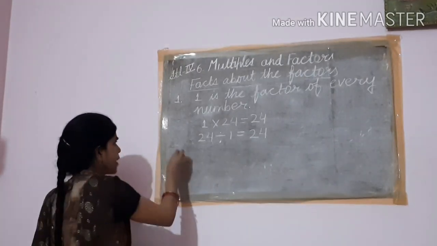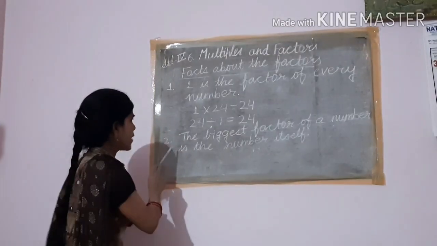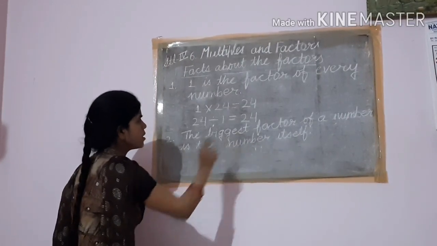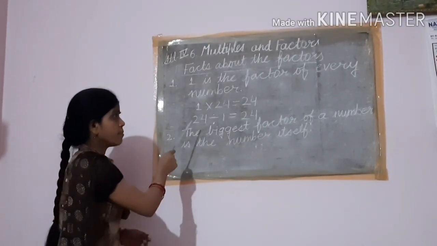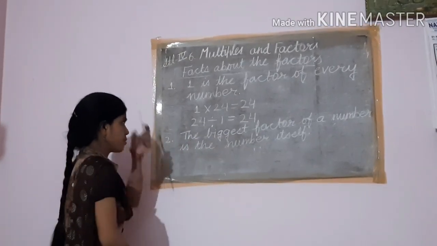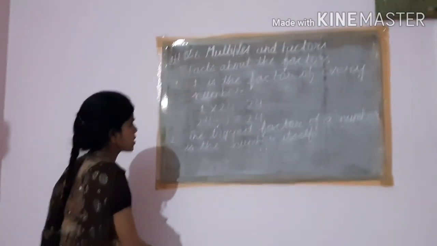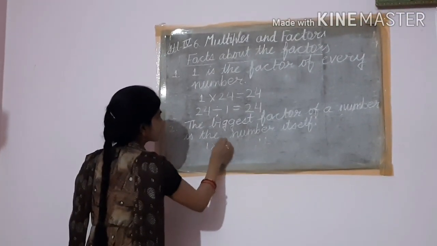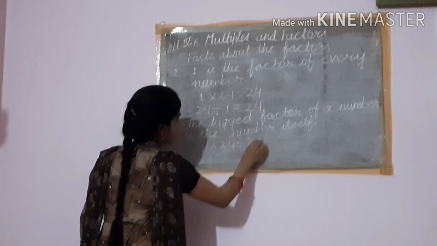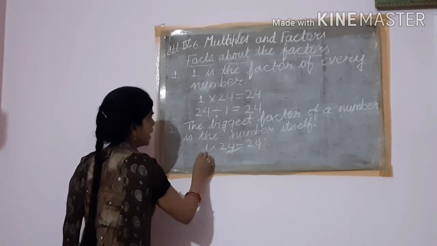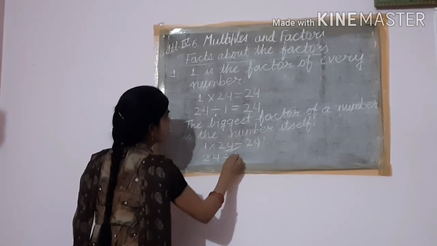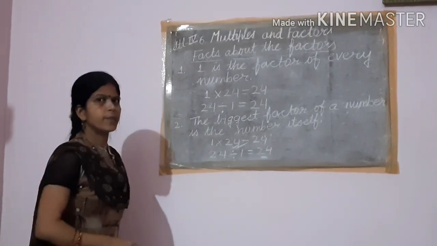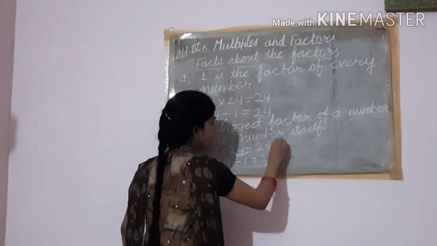Now, second fact is the biggest factor of a number is the number itself. So here, I have taken the example of the number 24. So, biggest factor. Here also you are able to see that the biggest factor is what? 24. And by the division method also, the quotient is 24 here. So the biggest factor is 24.